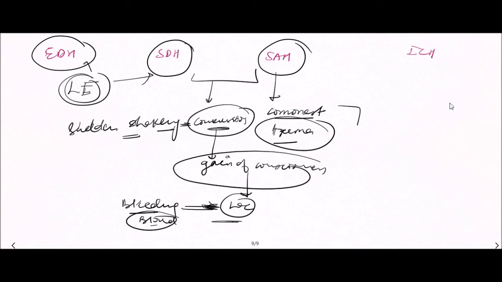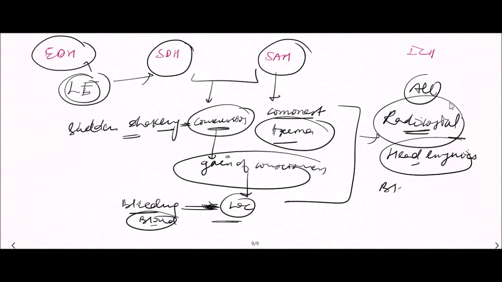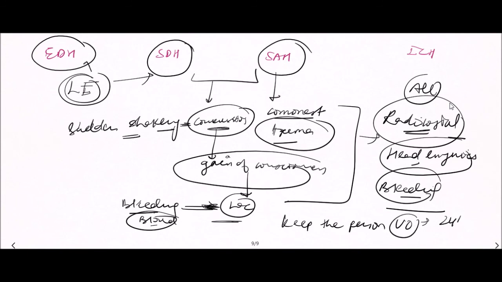So as a rule, we have to go for radiological investigations in all cases of head injuries or road traffic accident head injuries, to rule out any bleeding or hemorrhages. It is medicolegally very important, and keep the person under observation for at least 24 hours. This is the rule of thumb.